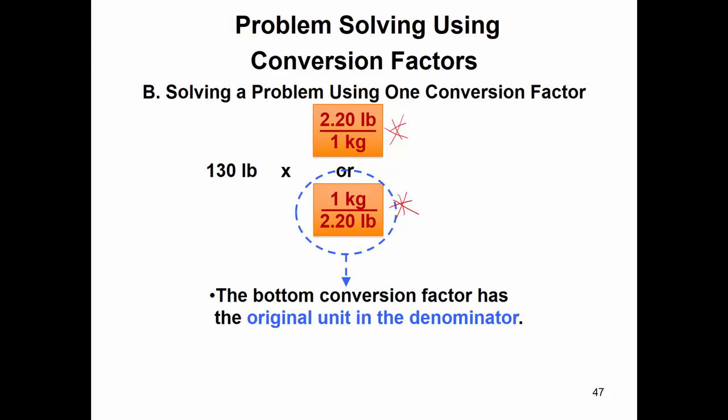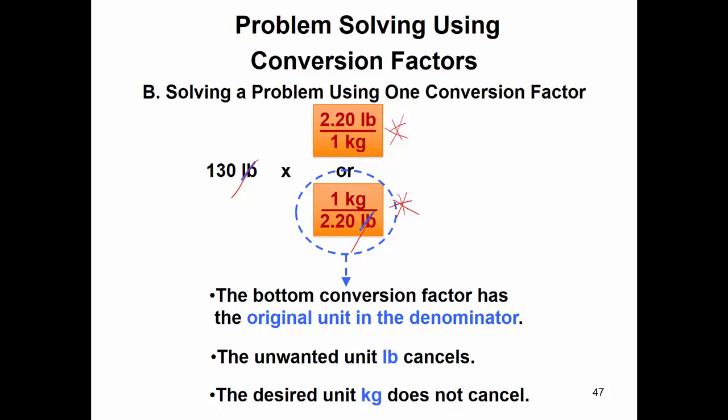Okay, the one you're going to use is circled here in blue because the pound unit has to be in the denominator. The reason for that is it has to cancel with your original unit there and leave the kilograms on top, or in the numerator, not canceled out. So the unwanted pounds, that's what you don't want, is going to cancel here from the denominator. And then it leaves your desired unit of kilograms not canceled out.